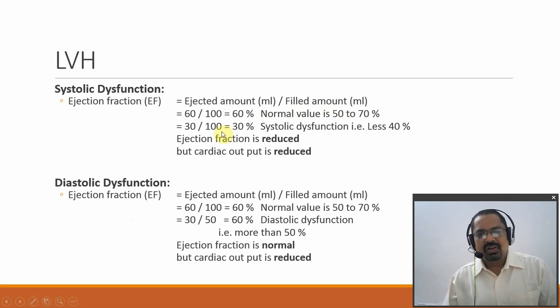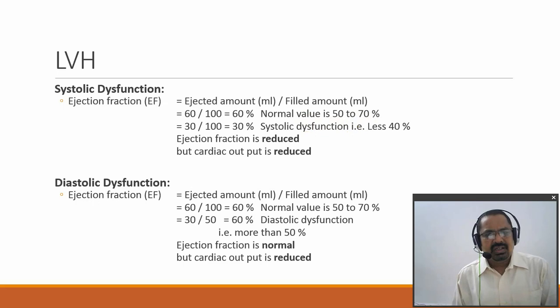Normally, around 100 ml of blood is filled inside the ventricle, and out of that around 60 ml is gone out. So that leads to around 60%. The normal value of the ejection fraction of a normal heart is 50 to 70%, depending upon the rate and force of contractions. So 50 to 70% of the blood which is filled into the ventricle will be ejected out.